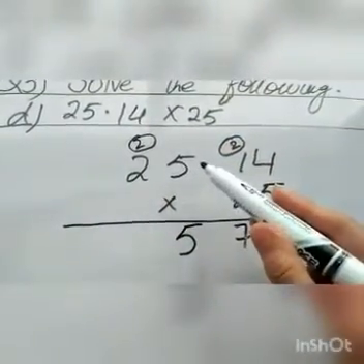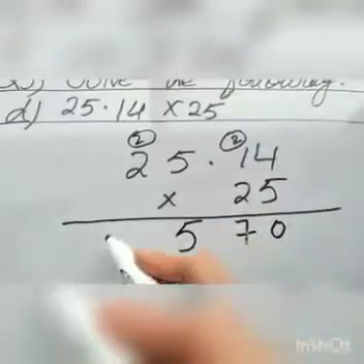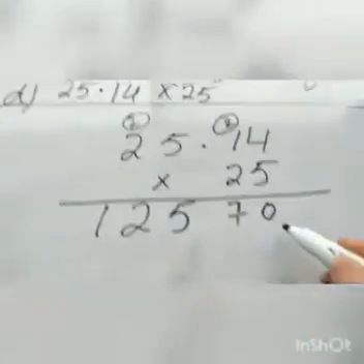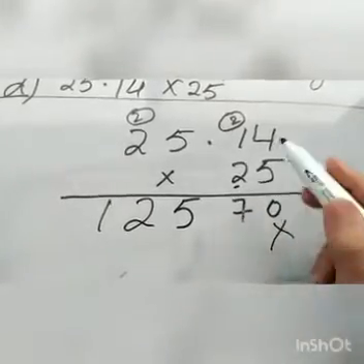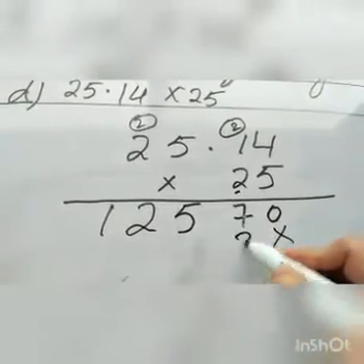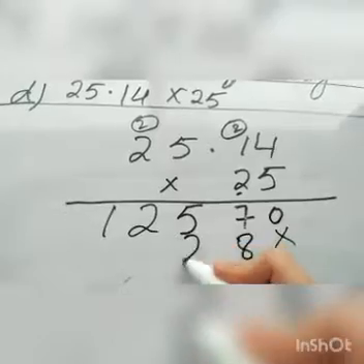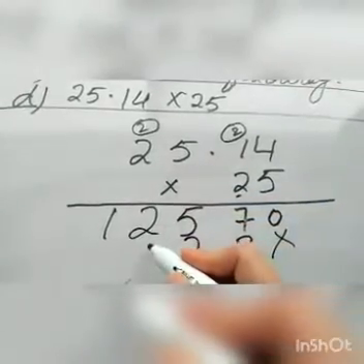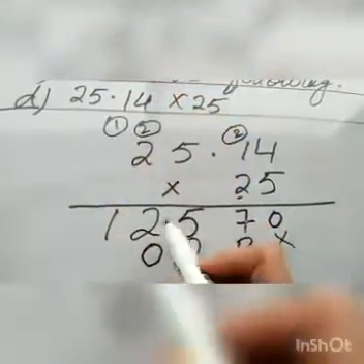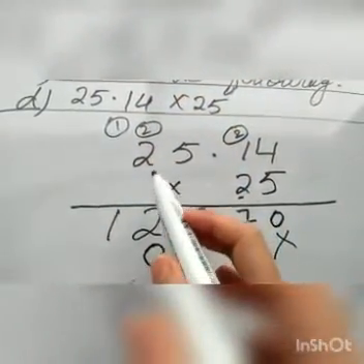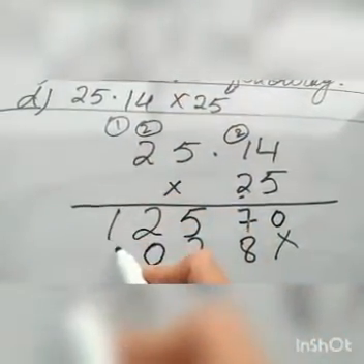5 2 times is equal to 10. 10 plus 2 is equal to 12. Second digit from 25, that is 2. 2 4 times is equal to 8. 2 1 times is equal to 2. 2 5 times is equal to 10. 1 carry over the next. 2 2 times is equal to 4. 4 plus 1 is equal to 5.